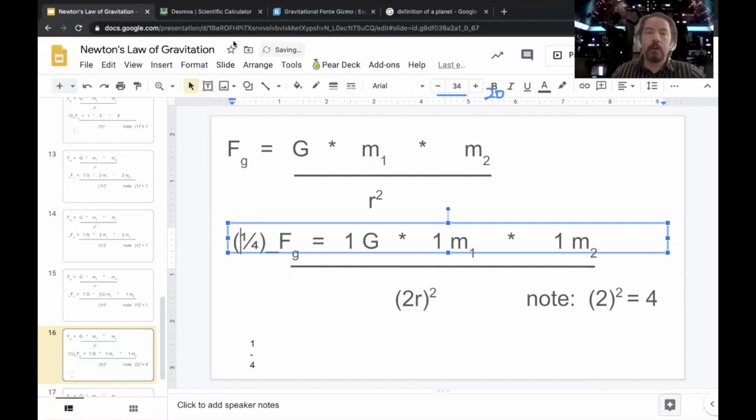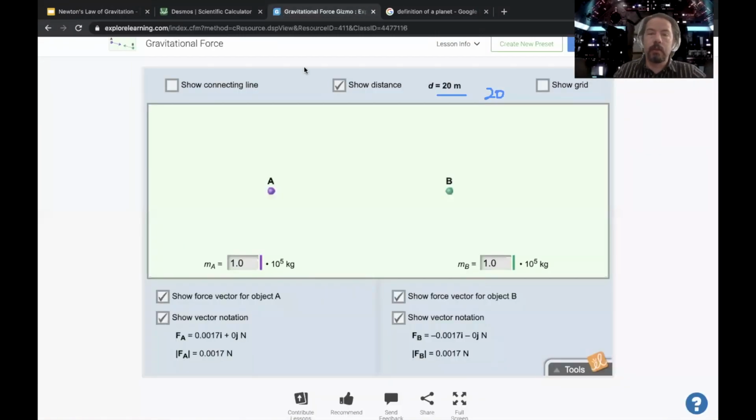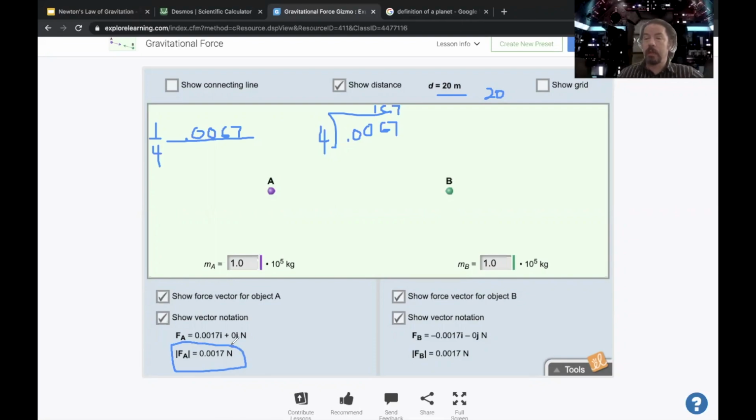So let's go back to our gizmo, and we said 0.0067 times a fourth. Well, that's the same as dividing by 4, right? 7, which rounds to 0.0017. So when we double the distance, the force gets smaller by 1/4. If we go farther apart, the force of gravity gets weaker. We go farther apart, the force of gravity gets smaller or weaker, okay?